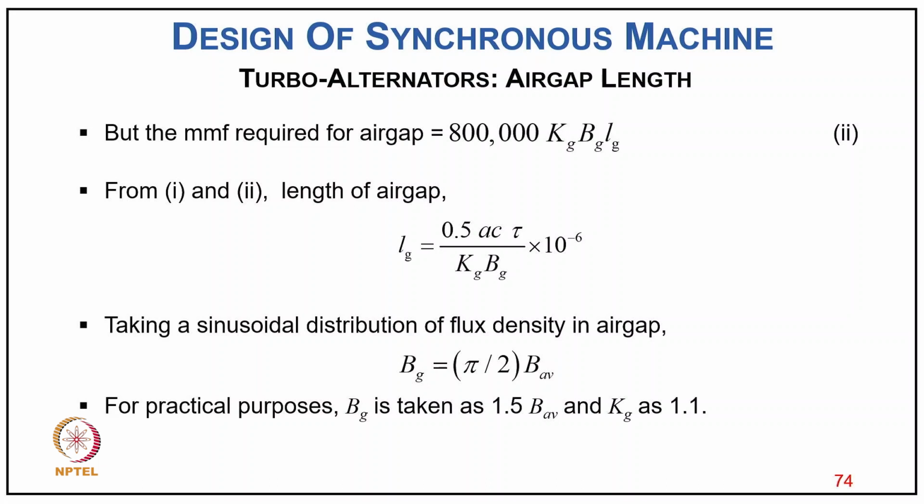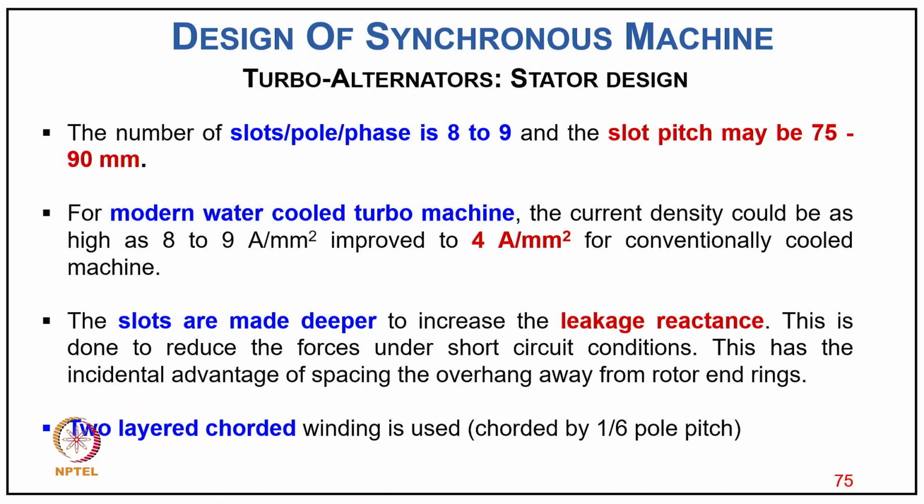From the equation, lg comes to 0.5 AC tau by Kg Bg into 10 power minus 6. Taking a sinusoidal distribution of the flux density in the gap, B is equal to pi by 2 B average, and for practical purposes Bg is taken as 1.5 B average and Kg as 1.1.